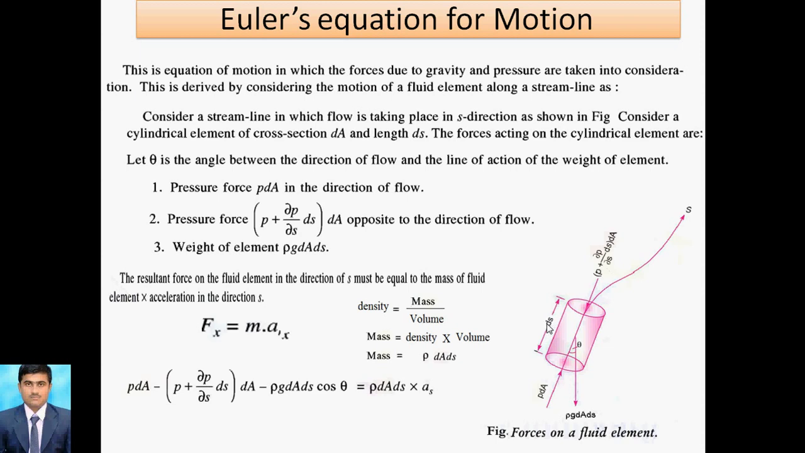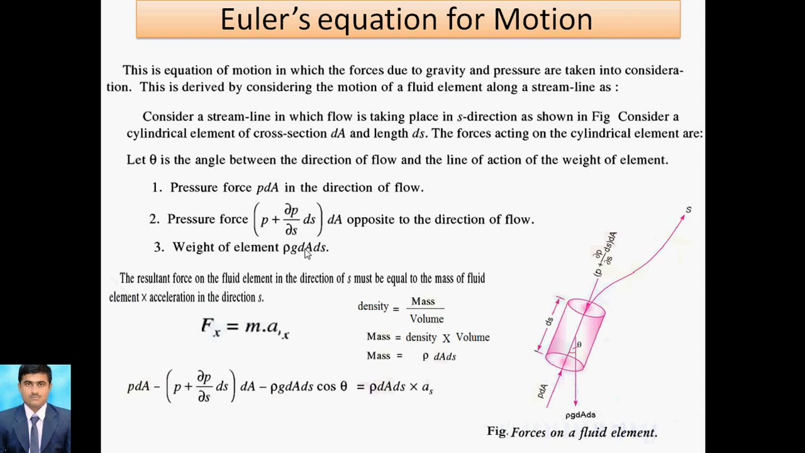If you take ds, the pressure change over this small length is dou P by dou S into ds, and it is applicable over the area. That's why I take dA, the pressure force area. So here I write P dA as positive, and this force is negative: minus (P plus dou P by dou S into ds) into dA.